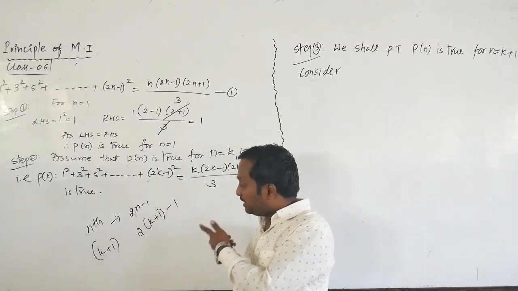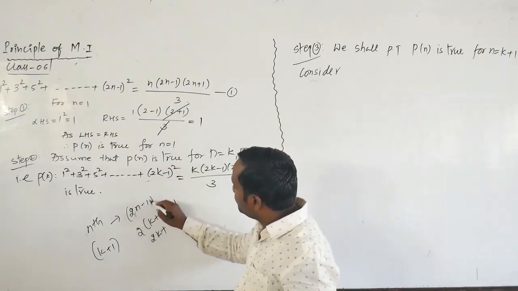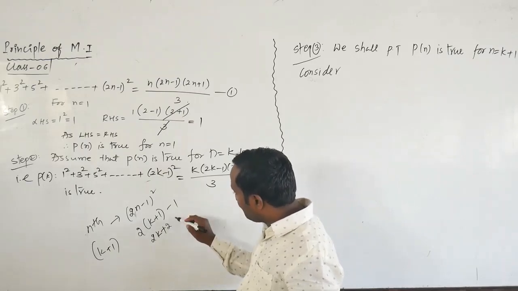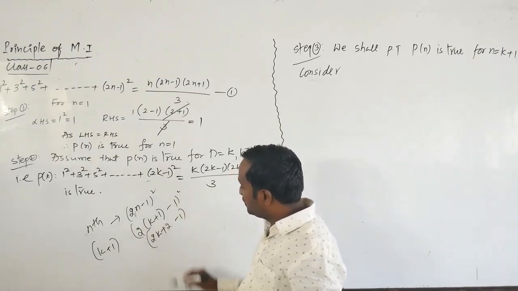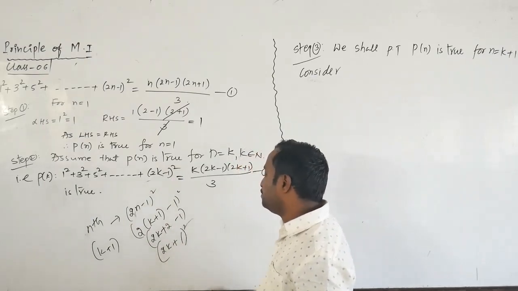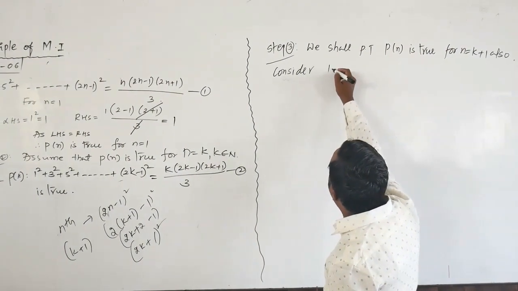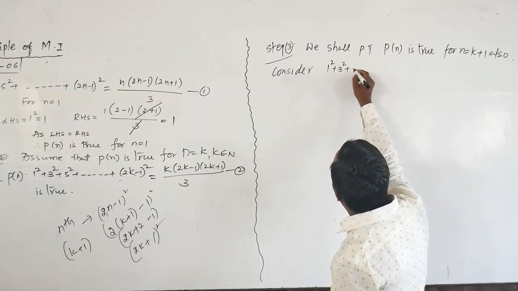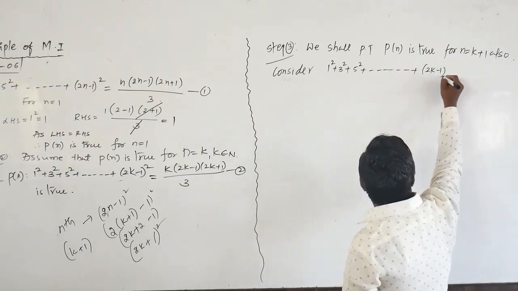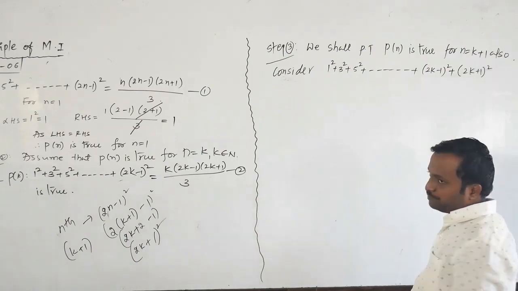Simplifying, 2 into k is 2k, 2 into 1 is 2, minus 1 is 1, so it is (2k plus 1) whole square. That is the next term. So 1 square plus 3 square plus 5 square and so on plus (2k minus 1) whole square, and the next term will be (2k plus 1) whole square.